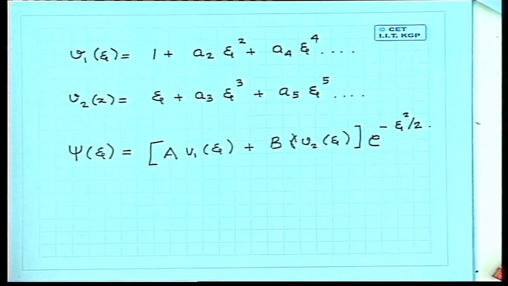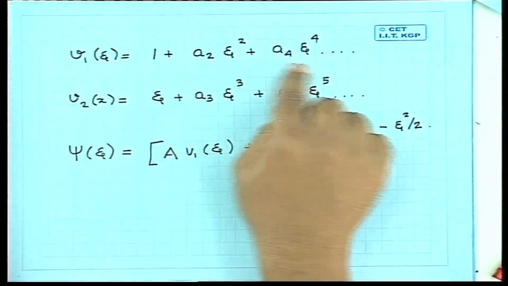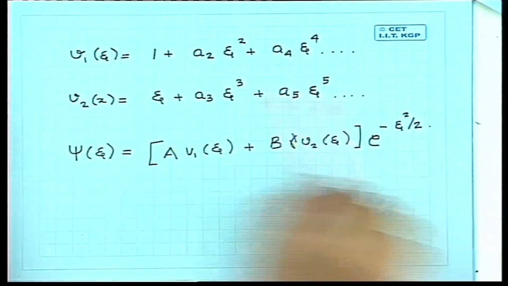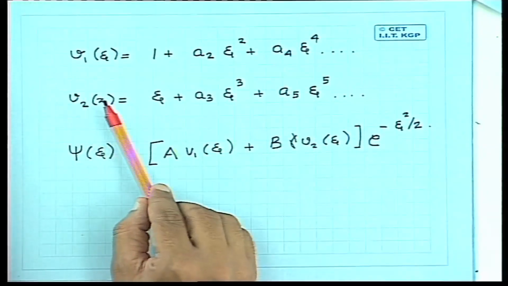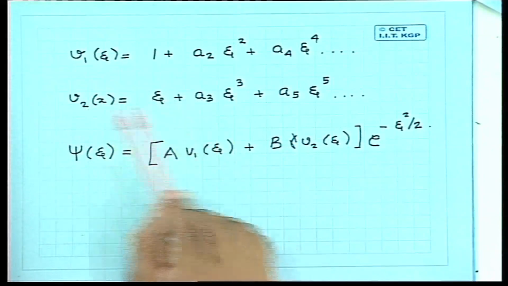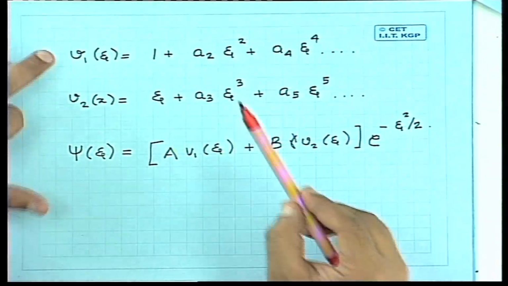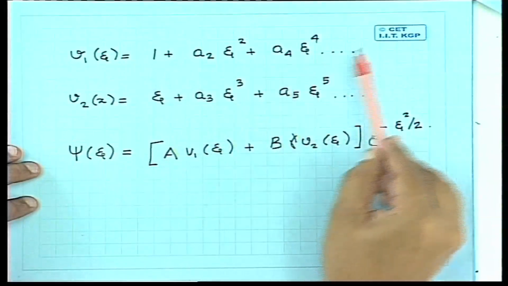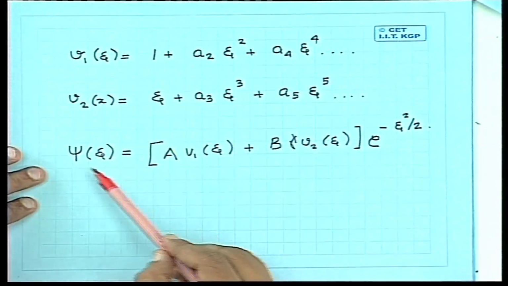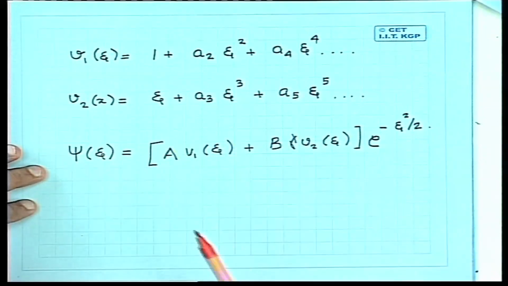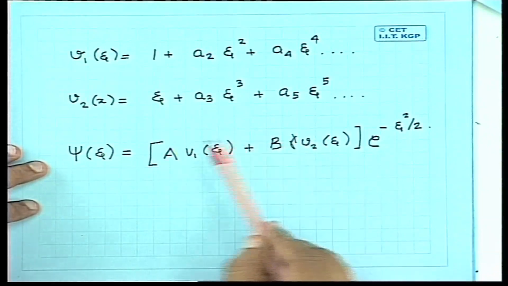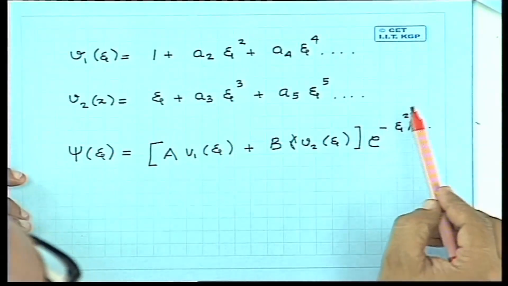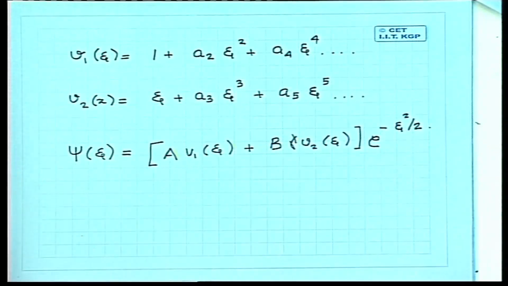Now, if you look at v1, you will realize that v1 is an even function, in the sense that if I use minus xi instead of xi, I will get the same function. If you look at v2, it is an odd function. If I use minus xi instead of xi, I will get the same function with a minus sign outside. So this is an even function which has got all the even powers of xi. This is an odd function, and the odd function and the even function appear with two independent coefficients. So I can add up these two functions with two independent coefficients, multiplied by e to the power minus xi square by 2 to get the wave function psi.